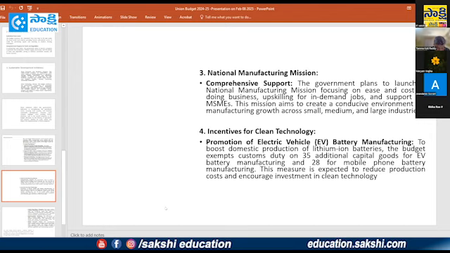Incentives for clean technologies, because it has also become an important topic nowadays. Promotion of electric vehicles and battery manufacturing for cleaning the environment. To boost domestic production of lithium and batteries, the budget exempts customs duties on 35 additional capital goods for electric vehicle battery manufacturing and 28 for mobile phone battery manufacturing. This is really wonderful. And this measure is expected to reduce production costs and increase investment in clean technology.